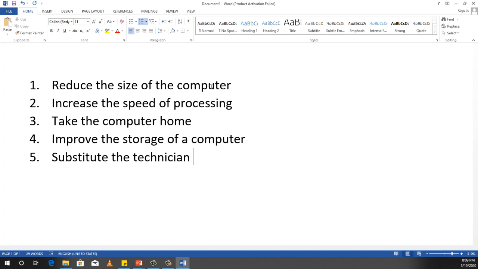Increase the speed of processing. We're talking about executing billions of instructions per second. So they didn't want this. They wanted more than billions of instructions per second. Take the computer home. First generation, second generation, no one could take the computer home.